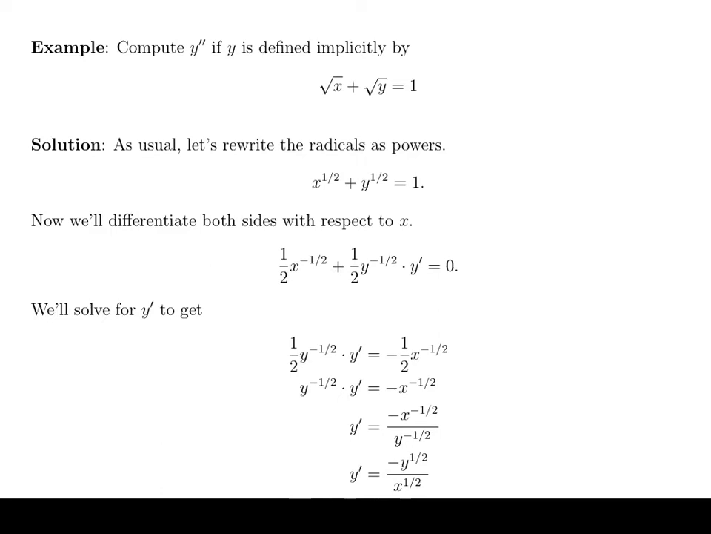That x to the minus 1/2 can get moved downstairs to be x to the 1/2. And then vice versa with the y to the minus 1/2. The minus sign got moved too, but it doesn't really matter where the minus sign goes. You could put it in the top, you could put it in the bottom, you could put it down front, doesn't really matter. Okay, so we've solved for y prime. That's only half the battle. We want y double prime.